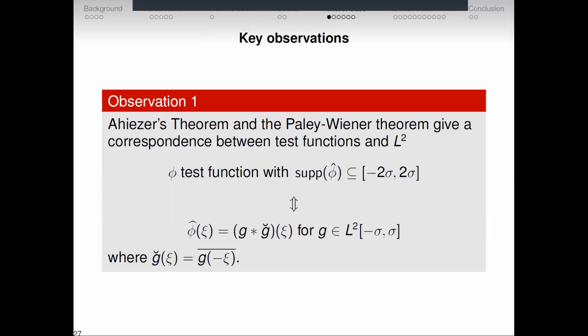And so explicitly the correspondence being that if your test function has Fourier transform supported between -2 sigma and 2 sigma, then you can write the Fourier transform as some convolution of g with its conjugate for g in L2.